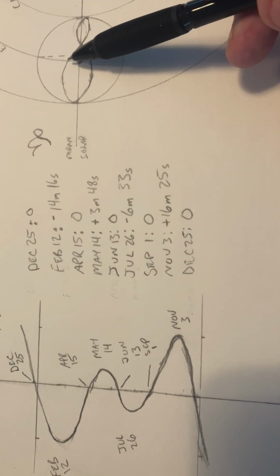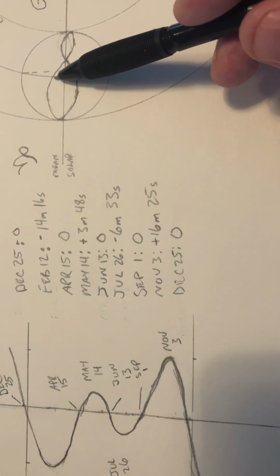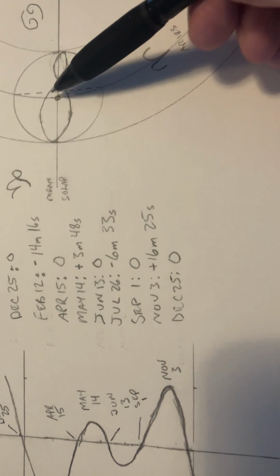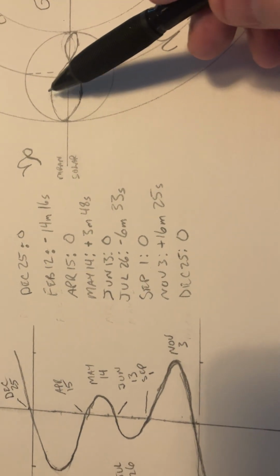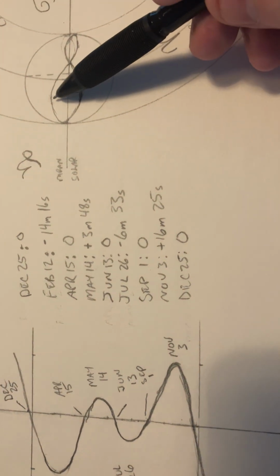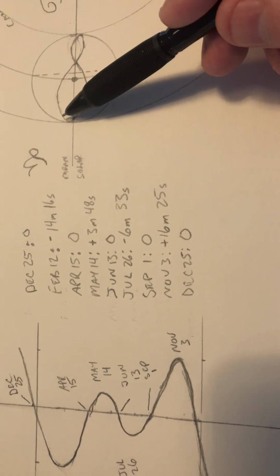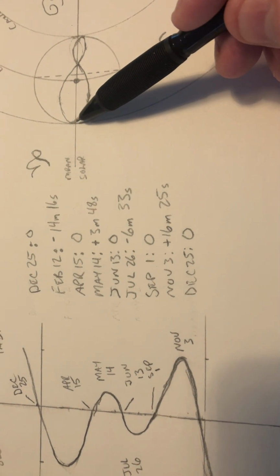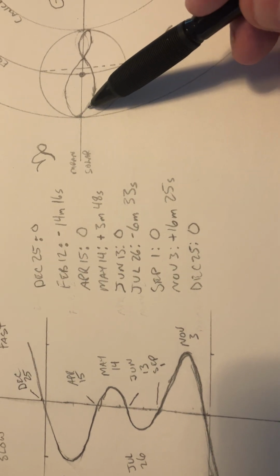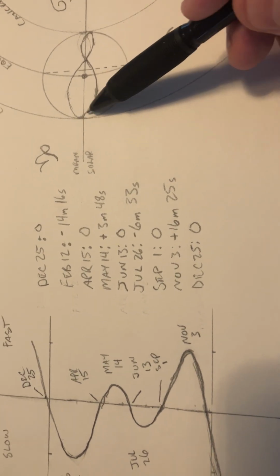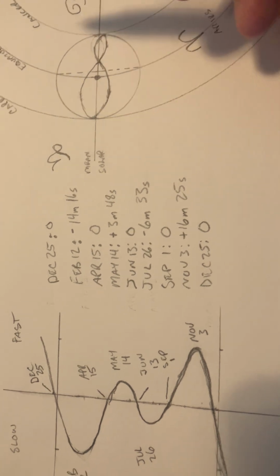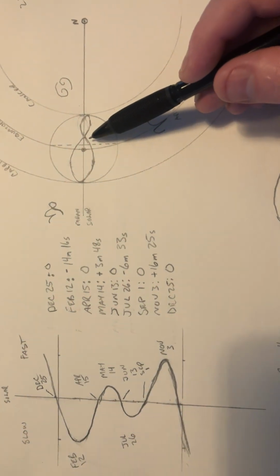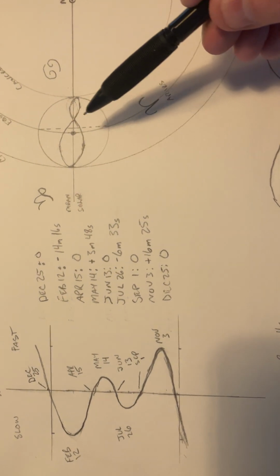And then we work our way to our equinox on the 21st of September. So we're going to hit that, and then we're going to hit our peak at November 3rd, which is 16 minutes, 25 seconds. And that's our last real marker until we hit our solstice December 21st, and then our crossing again December 25th.